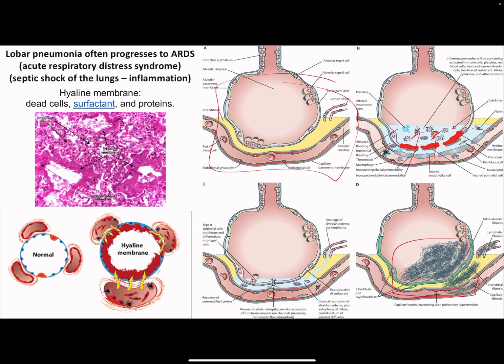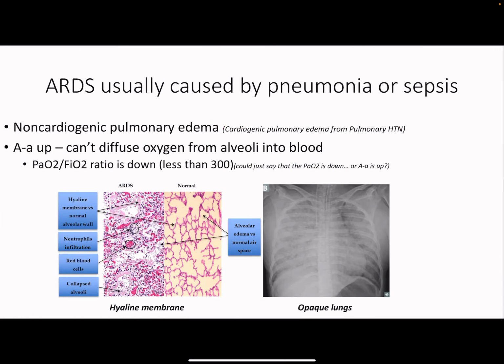The difference is that this one is a little bit less reversible, with a little bit higher mortality rate, and often there's going to be fibrosis and a destruction of the alveolar wall, replacing it with a hyaline membrane, which is just like dead cells, surfactant, and proteins kind of smushed together. And this is what it looks like on a histology.